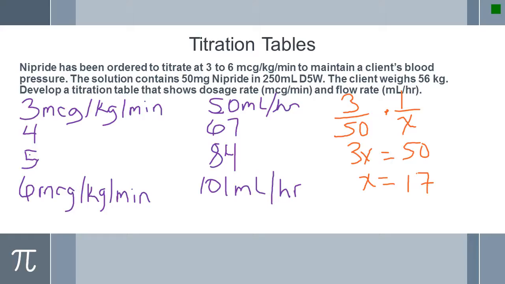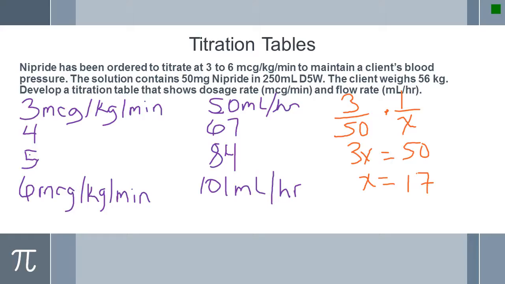Now let's solve. So we have 6 times 56 times 6 times 25, which gives us 50,400 divided by 10 times 50, which is 500, which gives us 100.8 or 101 mils per hour. So now we have our low and our high. Our low is 50 milliliters per hour. Our high is 101 mils per hour.